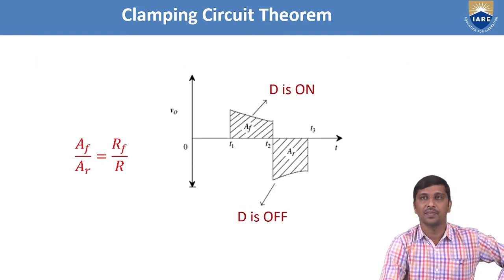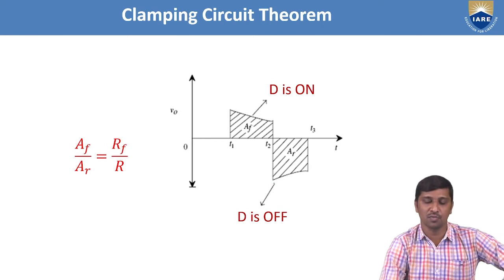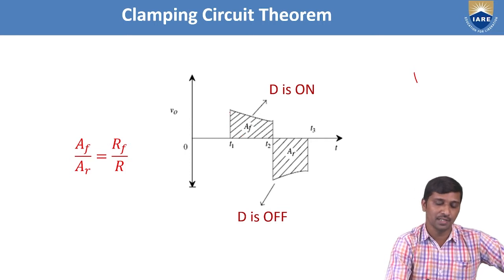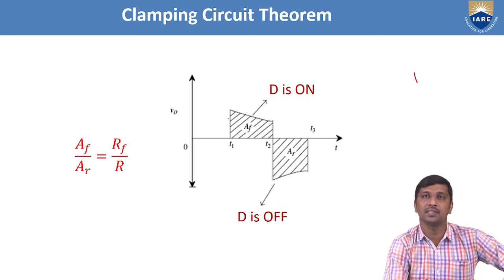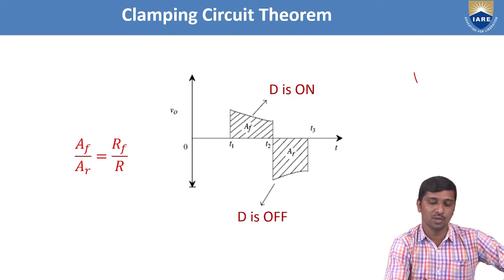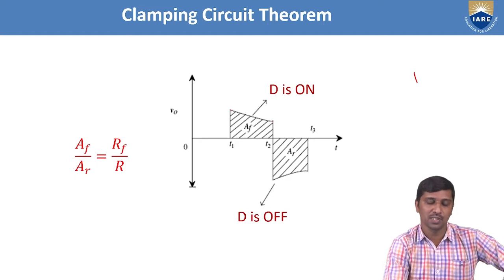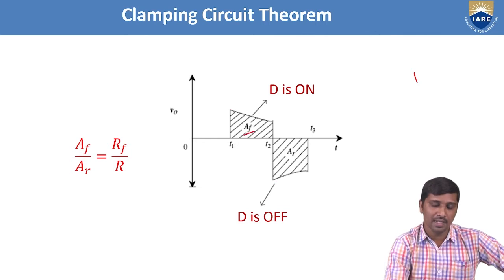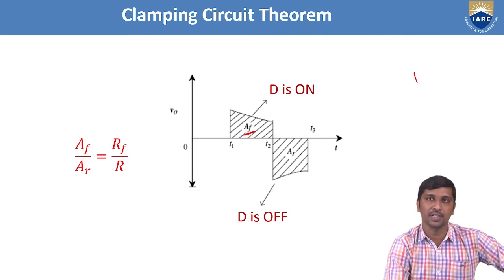For this case, I consider a square waveform. We know that when the diode is forward biased, the capacitor is charging towards the maximum voltage. When the diode is reverse biased, the capacitor is slowly discharging towards the minimum voltage. Here this area is represented as AF, the area under the forward direction, and AR is the area under the reverse direction.